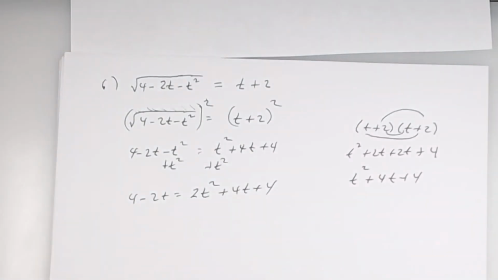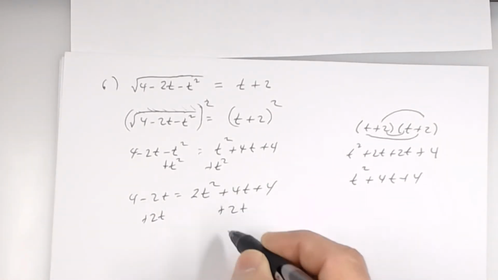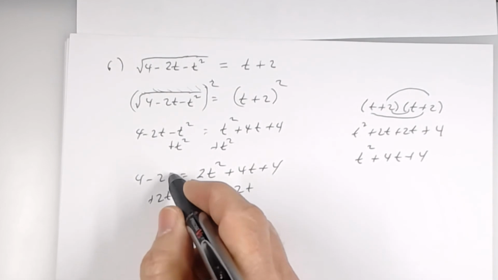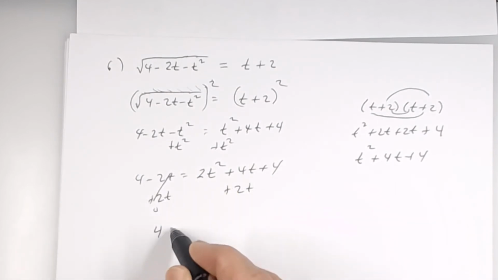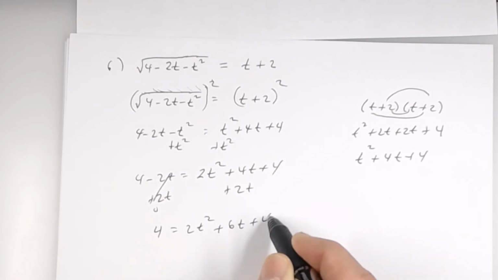So just do one thing at a time if you have to. Now let's deal with another term. Let's deal with that negative 2t. So what are we going to do to both sides? Add 2t to both sides. Notice I'm aligning my like terms, and then combining them. So that's 0. I get 4 equals 2t squared plus 6t plus 4.